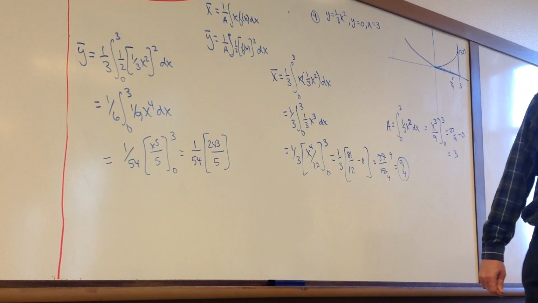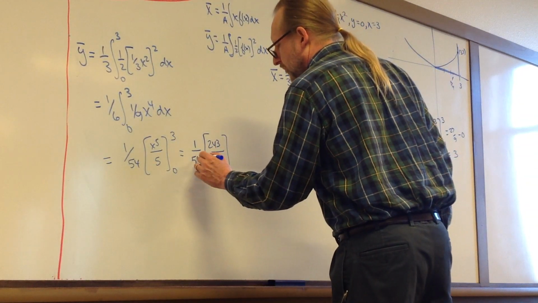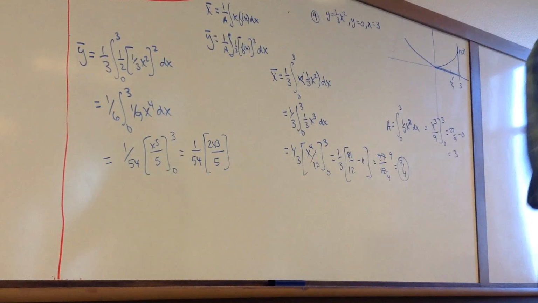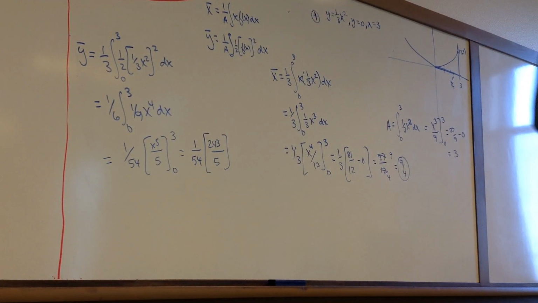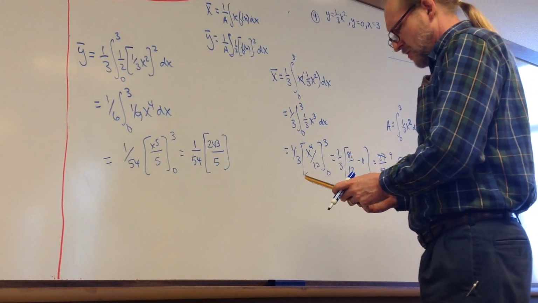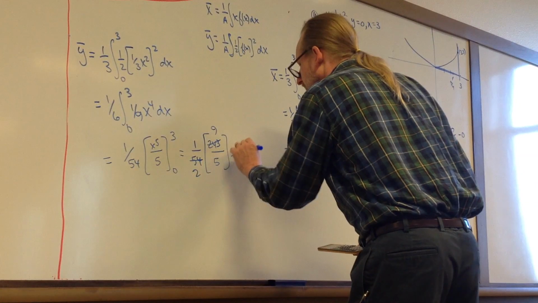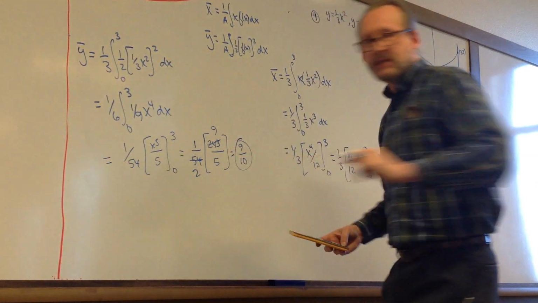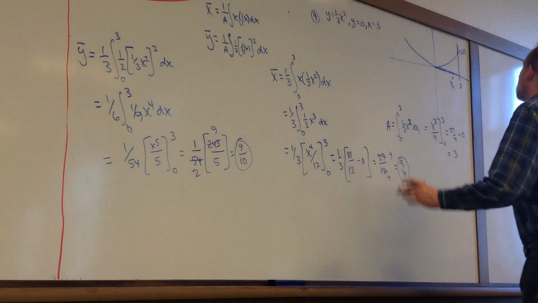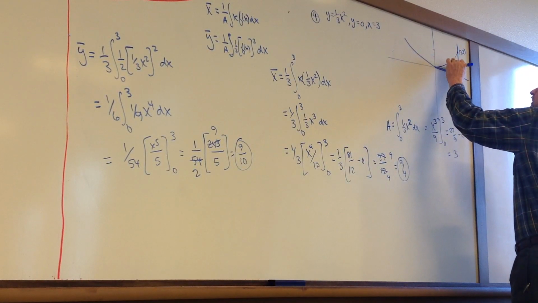So let's see here. 54, 9 goes in, oh, well, this is 27 times 2, and 243 is, what is that, 27 times 9? Yeah, okay. And so this is 9 over 10. All right, so our y bar is just a little bit less than 1, and so that'll put it right about there.